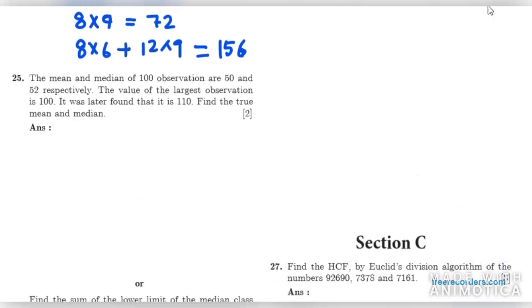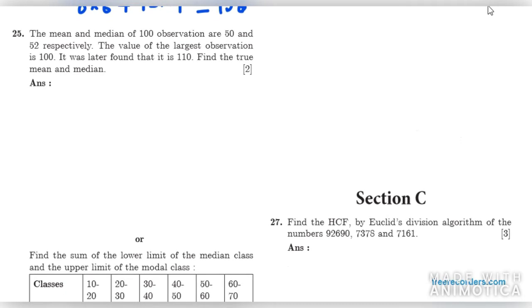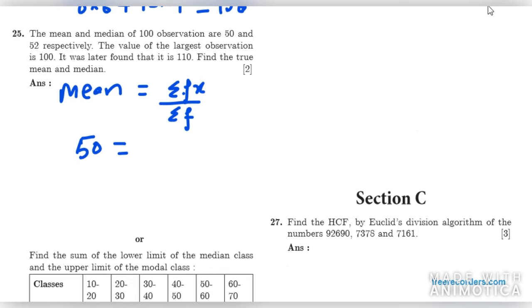Now moving on to question number 25. It says the mean and median of 100 observations are 50 and 52 respectively. The value of the largest observation is 100. It was later found that it is 110. Find the true mean and median. So mean we know is summation fx over summation f. So mean is given, that is 50. Summation of fx is unknown.